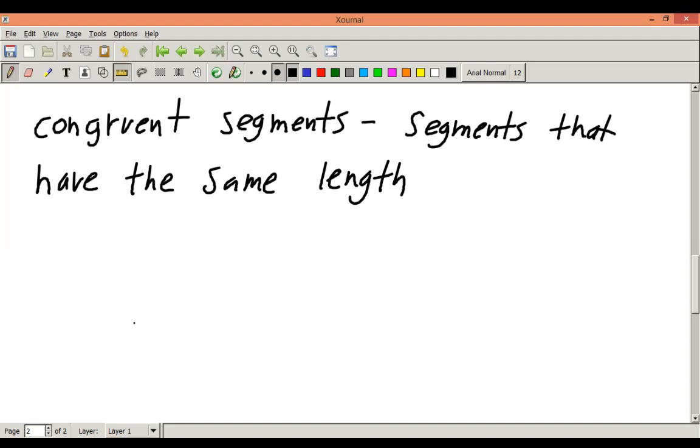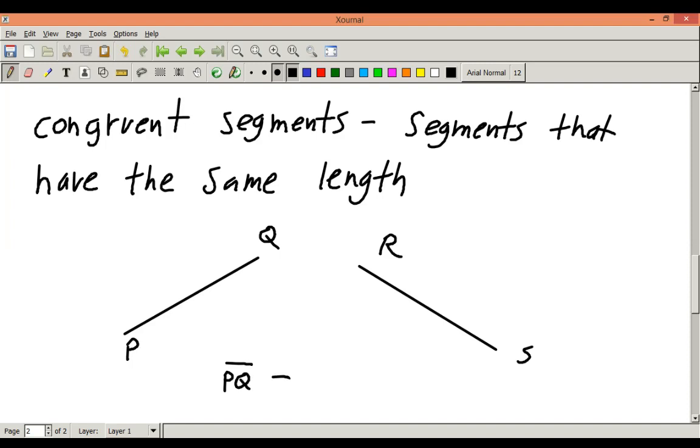So if I drew a couple segments here, and this first segment is segment PQ, and this other segment is, let's say, segment RS. If they have the same length, then we would say that segment PQ, and again, I need the bar on top there, segment PQ is congruent to, so there's your congruent symbol. It's an equal sign with a little wavy line on top. Segment PQ is congruent to segment RS, like that.